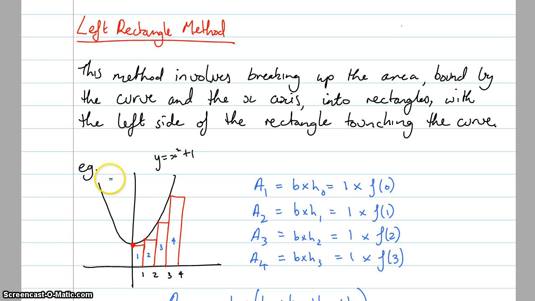I've got a curve which is x squared plus 1, and I'm going to break up the area between, say, when x is 1 and x is 4. I'm going to break that up into 4 rectangles, and the top left-hand part of each rectangle is touching the curve, and then it goes straight across from there and down. Touches the curve, straight across, down.